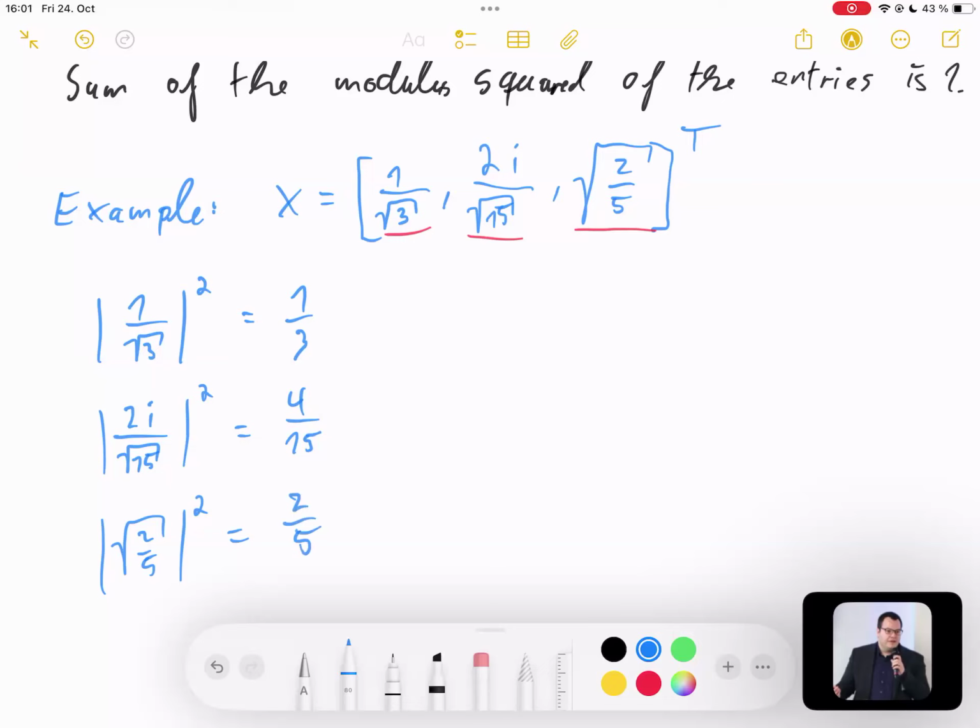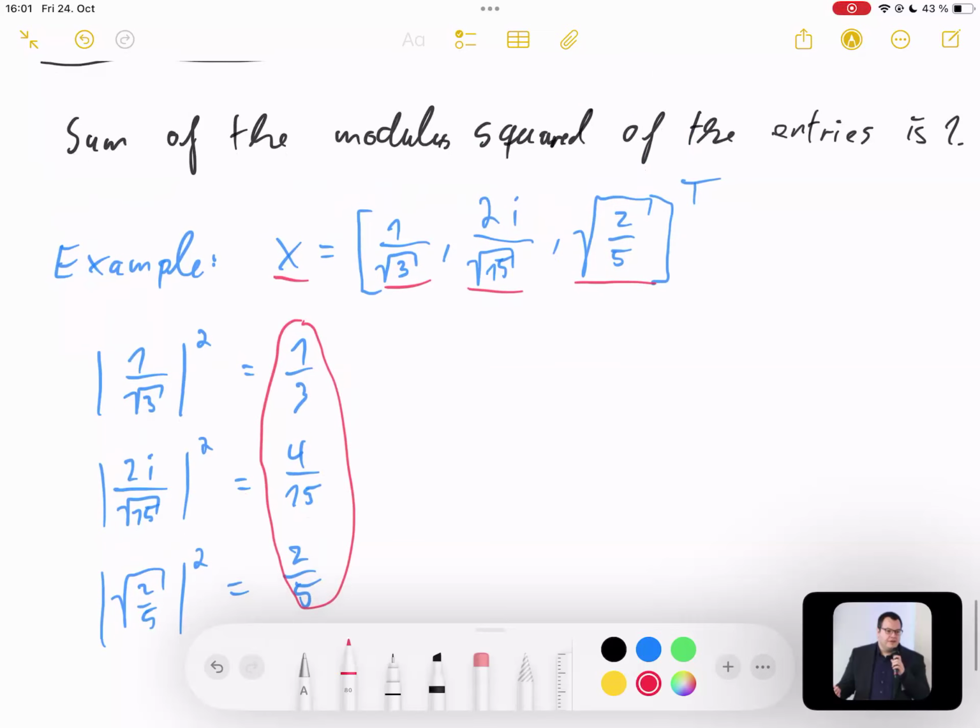Now, does all of this sum up to 1? What do you think? Yes or no? Yes, that's correct. So these 3 entries add up to 1. So state X is a valid quantum state because we said the sum of the modulus squared of the entries is 1. So well done.